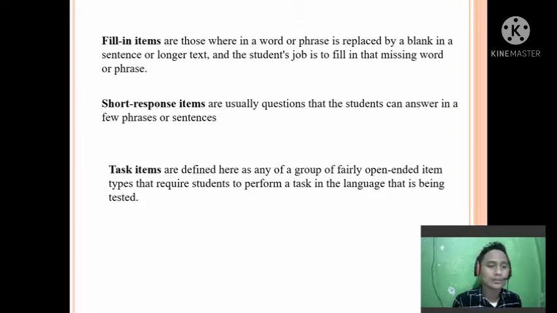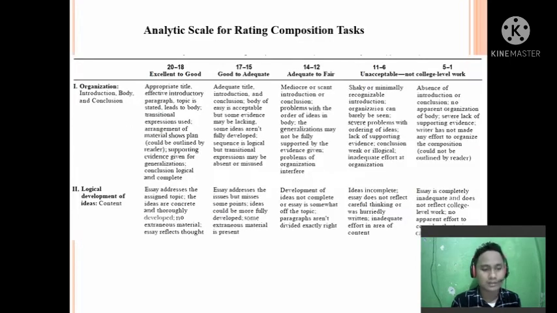Okay, the next one is about short response items. Short response items are usually questions that the student can answer in a few phrases or sentences. The next is task items, defined here as a group of fairly open-ended item types that require the student to perform a task in the language that is being tested.